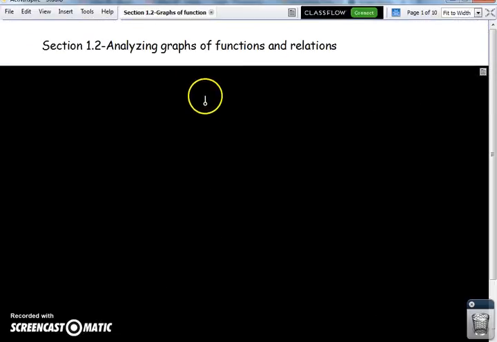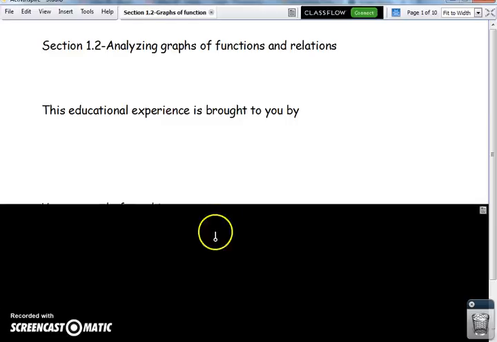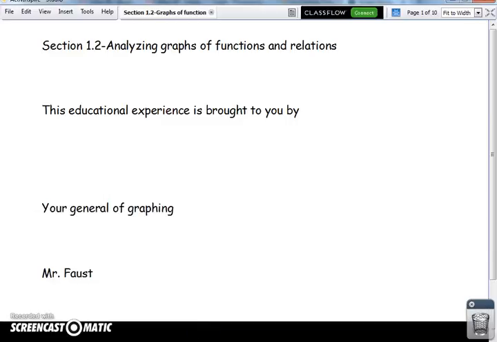Okay, gang, today we are going to work on the next section. Section 1.2, Analyzing Graphs of Functions and Relations. So, to expand on what we were doing previously, we are going to continue our wonderful and glorious work.